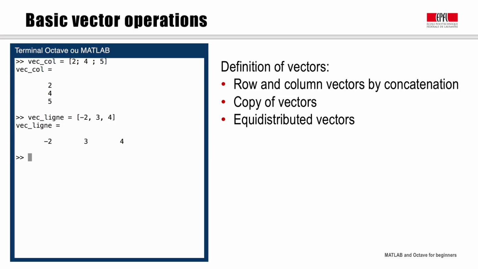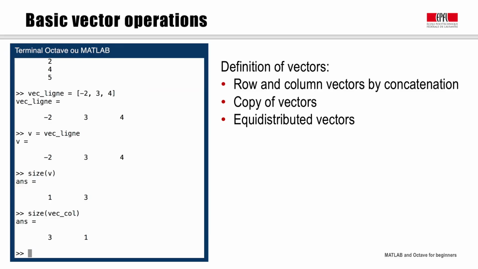I can define v as my row vector, so I can define a new variable and then have a look at the size of this variable. If I type size(v), then I get 1, 3. So it's a 1 by 3 matrix or a row vector. And if I have a look at the size of my column vector, then it is 3 by 1. So you have 3 lines and 1 column.